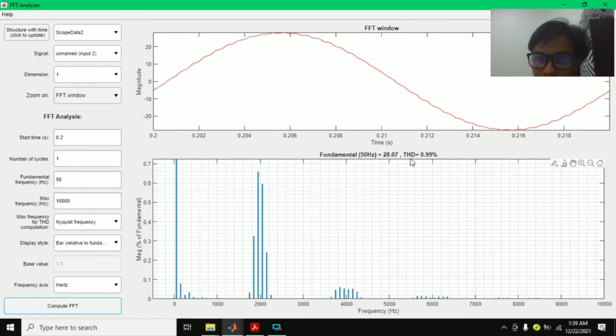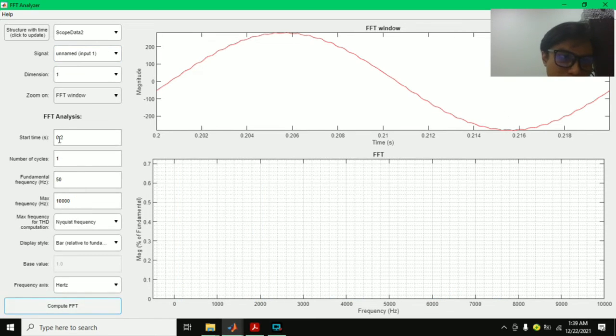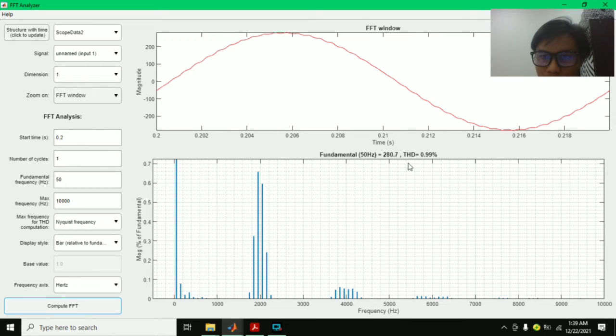So like I said, the THD will decrease to 0.99%. That's what we want, below 5%. This is for the current, and the voltage is also the same. Also, I think starting at 0.1 or 0.2 seconds, the THD value is 0.99%, and the fundamental is 280.7. The fundamental also increases here. So that's all for the simulation.